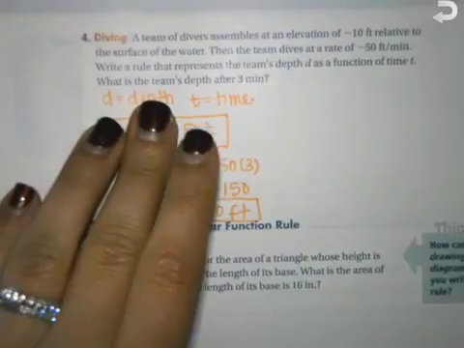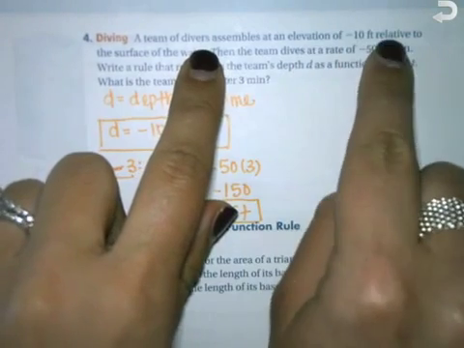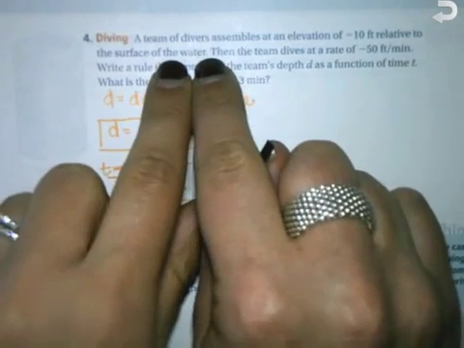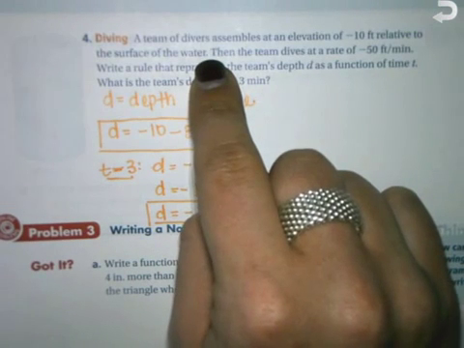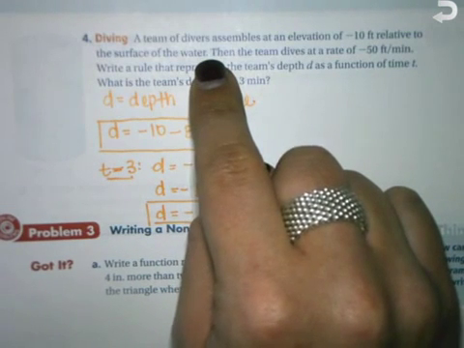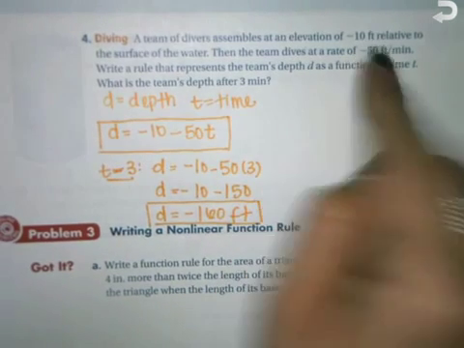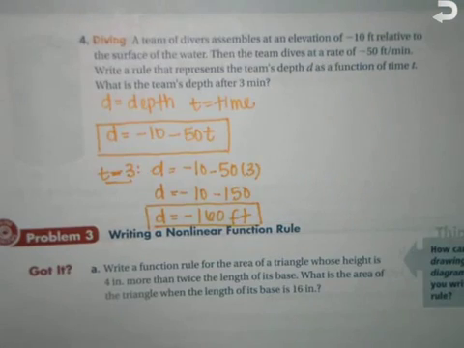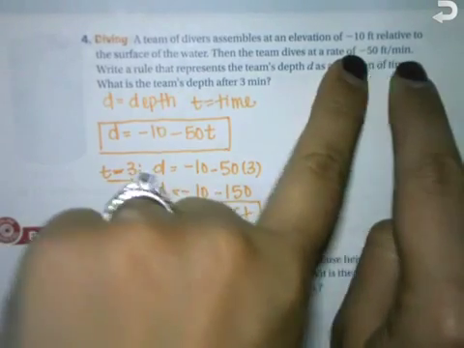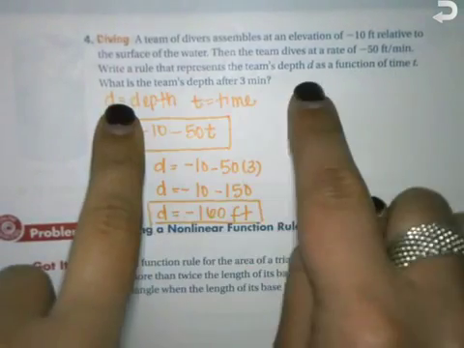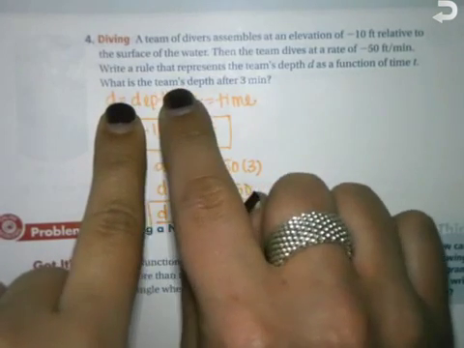Number 4 says, a team of divers assembles at an elevation of negative 10 feet relative to the surface of the water. So when we're talking about feet or altitude in terms of like ocean level, anything below the water is in the negative range. So negative 10 feet means that they've met 10 feet below the surface of the water, okay? Then the team dives at a rate of negative 50 feet per minute. Write a rule that represents the depth d as a function of time t. What is the team's depth after 3 minutes?